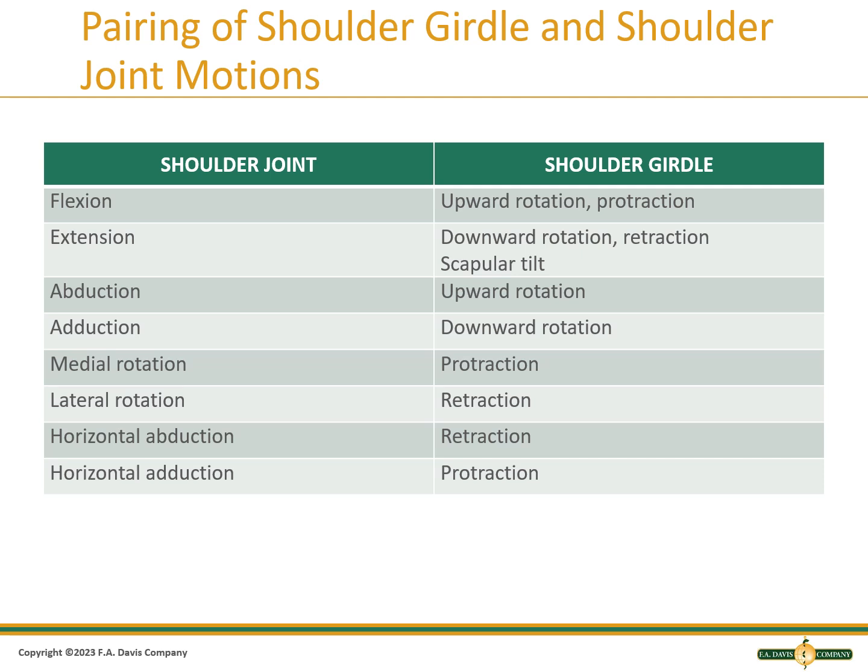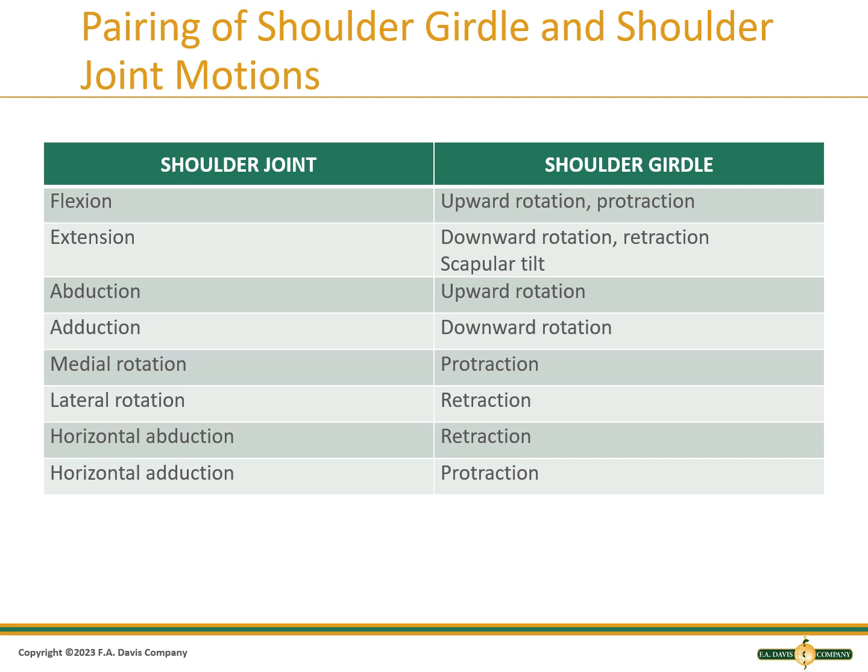So if we remember our scapulohumeral rhythm, we need to have scapular motion with humeral motion in order to achieve the full range of motion that we're looking for from the upper extremity. So when we see shoulder joint flexion, we also need to have upward rotation and protraction of the shoulder girdle. When we have shoulder joint extension, we need downward rotation and retraction and scapular tilt of the shoulder girdle.